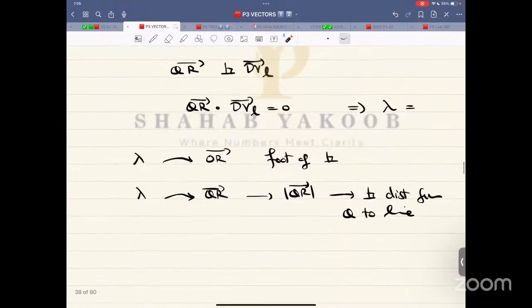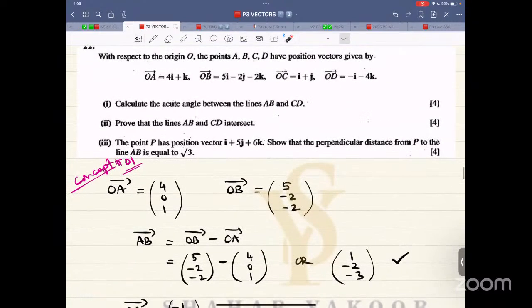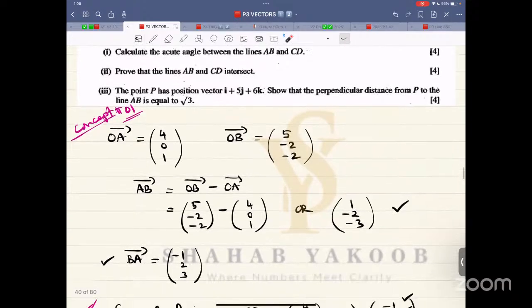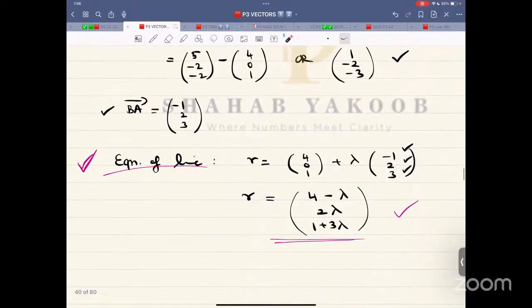Now over here, let's apply this concept. It says the point P has position vector 1, 5, 6. Show that the perpendicular distance from P to the line AB is equal to root 3. So now what needs to be done? You draw a small diagram. And before that, let's first find the equation of AB. In some questions, that would be done in the first part. Over here, I have done this.